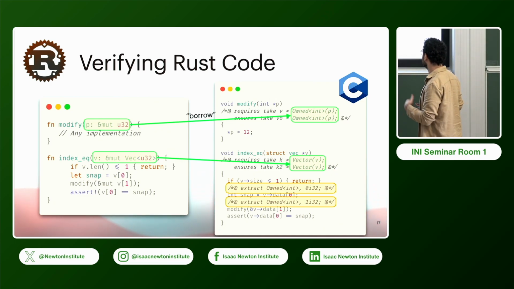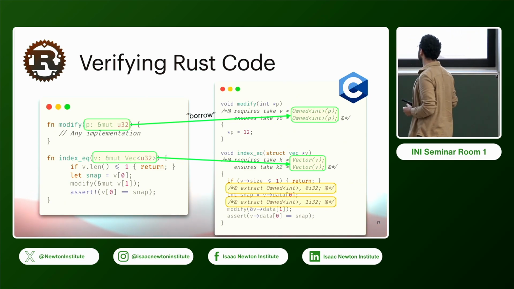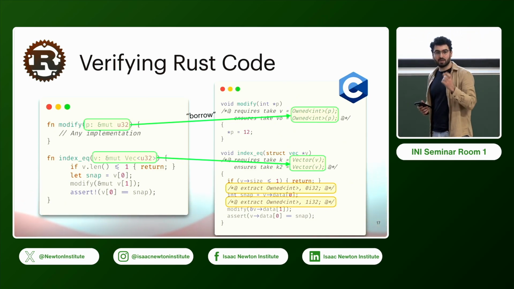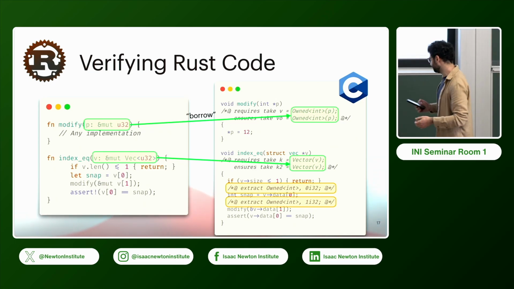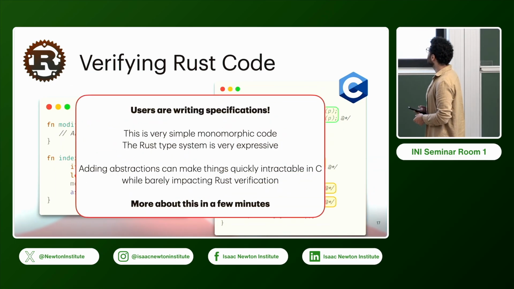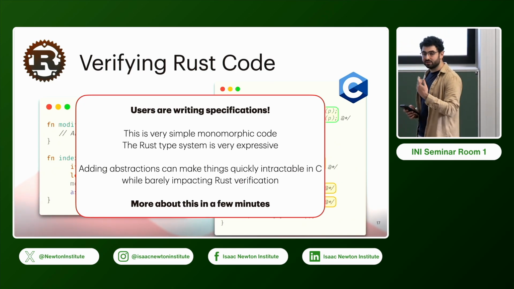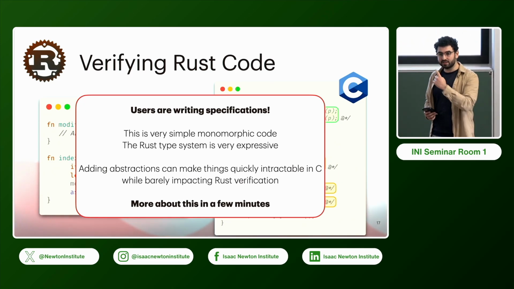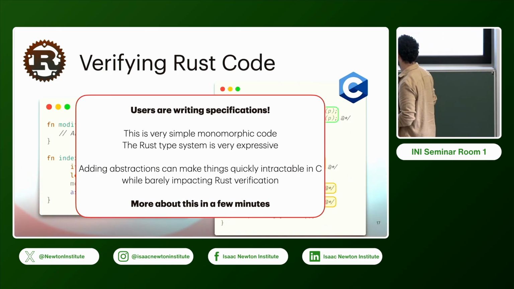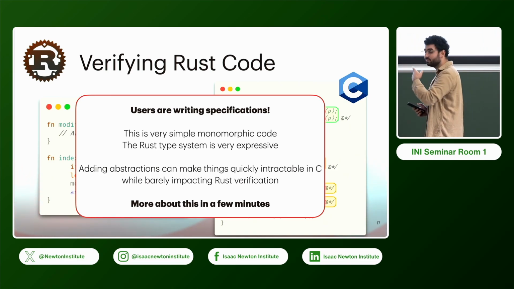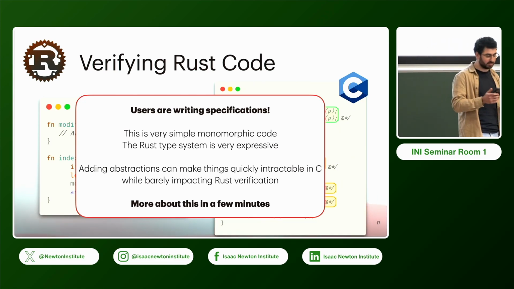Same for the index function, you must own the vector at the beginning and at the end. And you must also probably add some annotations in the middle of your code, because separation logic is hard and automating it is hard. So what we get from this is that users are actually writing the specifications for you. They're writing separation logic specifications because they're giving you the Rust type signature. And in addition to that, this is very, very simple monomorphic Rust code. There's no abstraction, there's nothing going on.